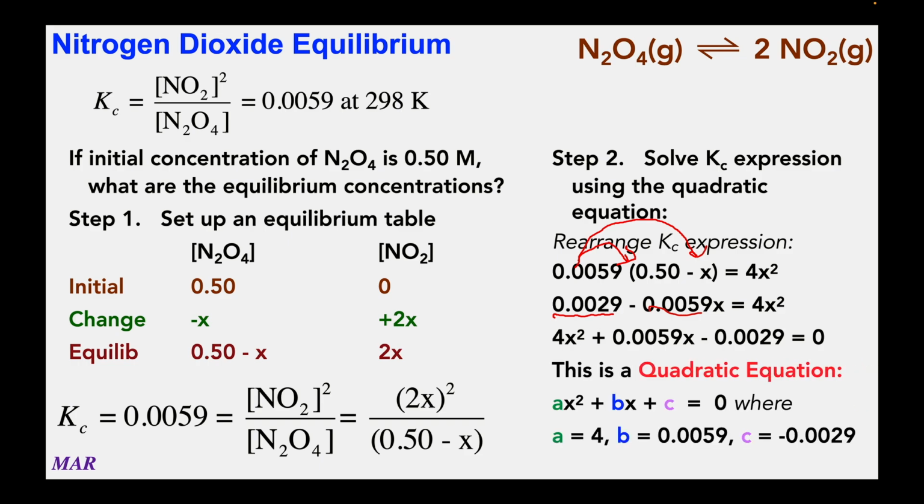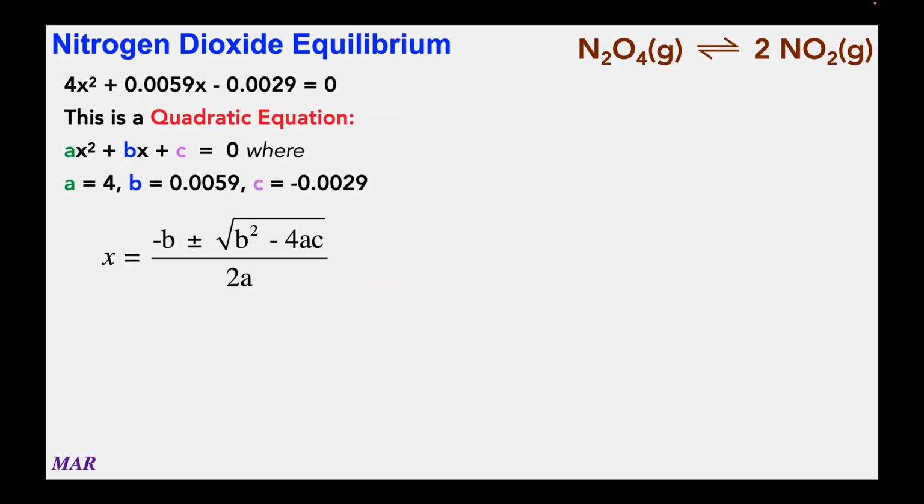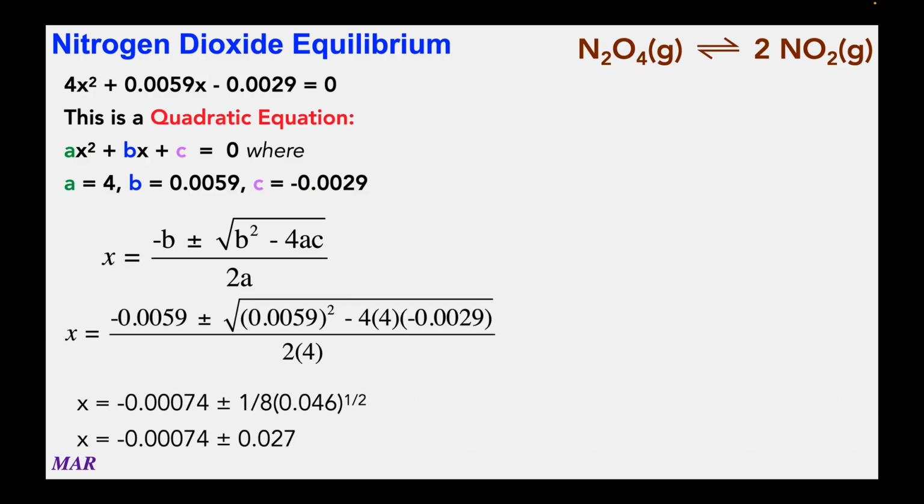Now, the quadratic formula always looks like this. It's ax squared plus bx plus c equals 0. And that's what we have here. So in this problem, a equals 4, b is 0.0059, and c is minus 0.0029. The quadratic formula is minus b plus or minus square root b squared minus 4ac over 2a. And that's where those values come from when you figure them out. So for example, this is what the quadratic formula filled out would look like. You can see you've got the opposite of b plus or minus square root b squared minus 4ac over 2 times some kind of an a factor.